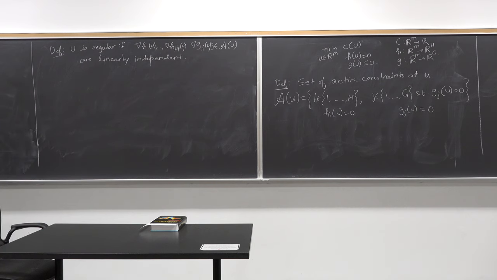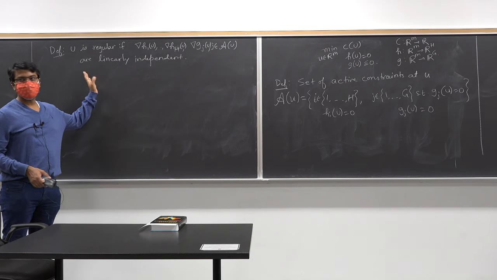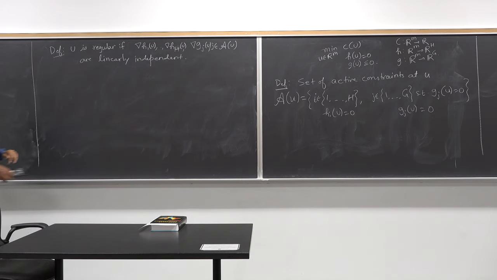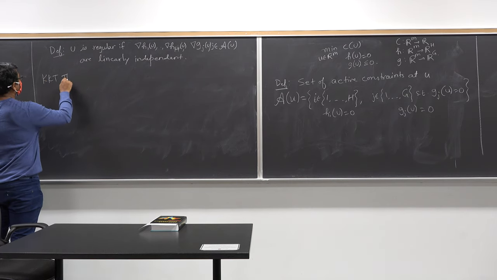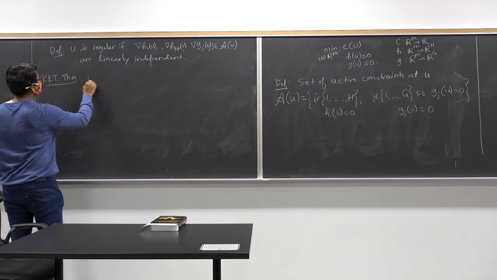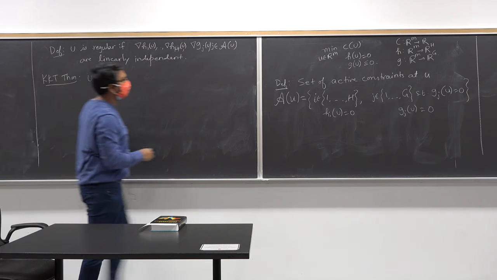Typically, if you're solving a real-world problem, I mean, this is a lot of mathematical mumbo-jumbo, but the fact of the matter is if you're solving a real-world problem, these conditions are typically satisfied. So you don't really have to worry about whether a point is regular or not. But for the sake of mathematical completeness, we have to talk about them, because if you are, by any chance, in a situation where things are not regular, then these conditions will not be satisfied. So this is my KKT theorem. u star is the optimal solution.